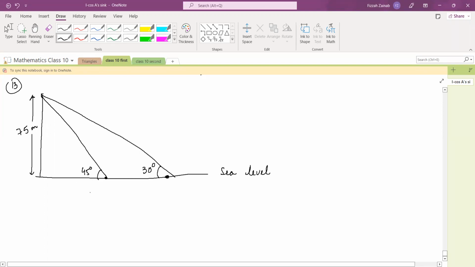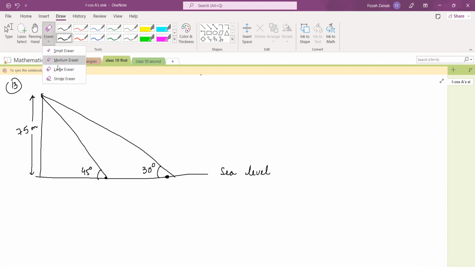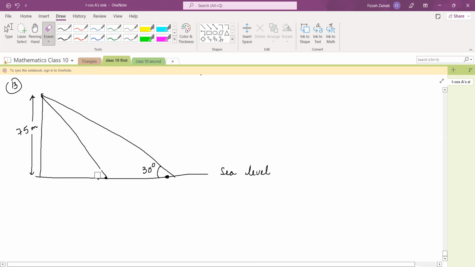So basically angle of depressions will not be formed on the sea level. First of all, the figure is misleading. Try to understand this thing. Basically, the observer is here. You draw the horizontal level. This is how the figure will be made. First of all, you draw the horizontal level. Understood? This is the horizontal level.